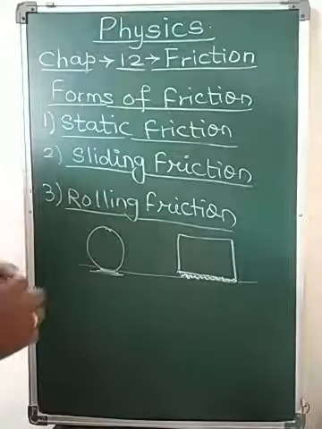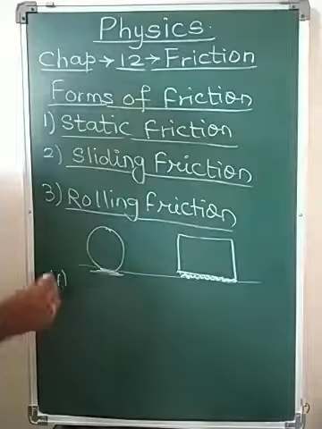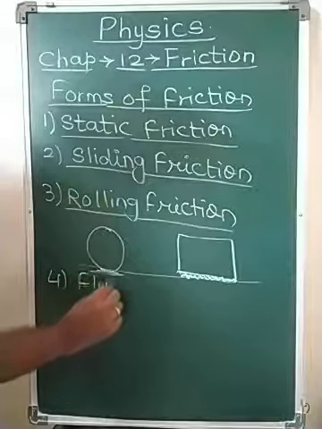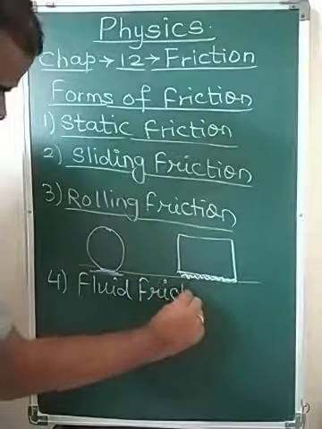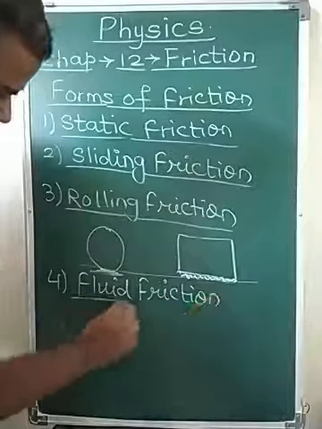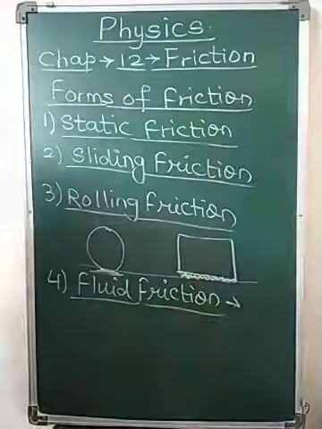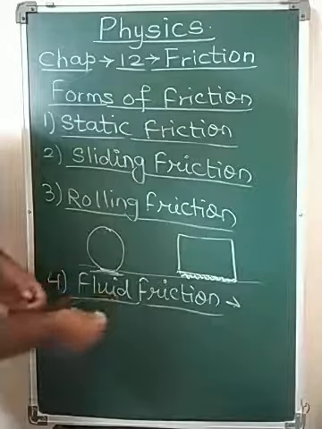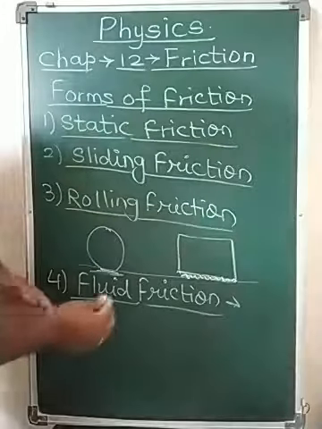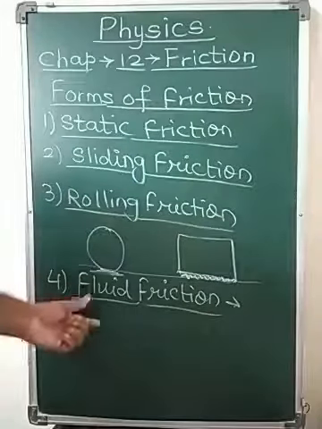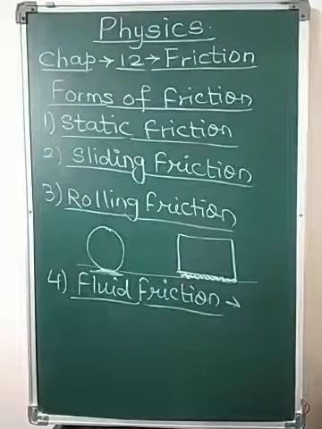The next type of friction, the fourth form of friction, is called fluid friction. Now, usually when we talk about a fluid, we think that it is a liquid. But here, a fluid means a gas or a liquid.